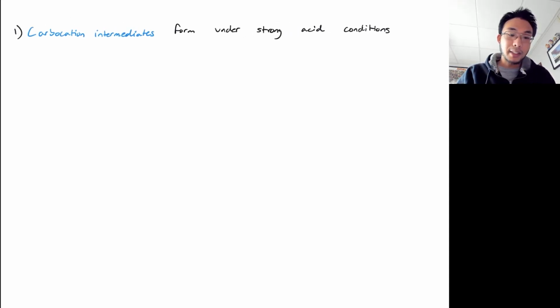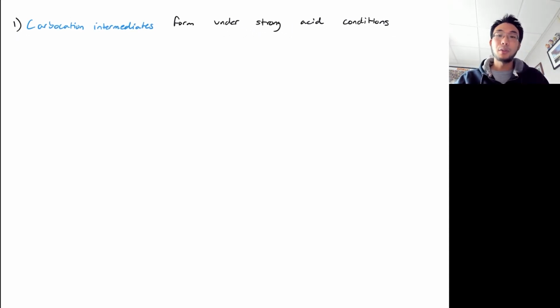We'll look at all the different types of reactions in which an alkene is a nucleophile, and we'll do it by the mechanistic intermediate categorizations. So first we'll look at reactions in which there is a carbocation intermediate, and so these carbocations are going to form under very strongly acidic conditions.